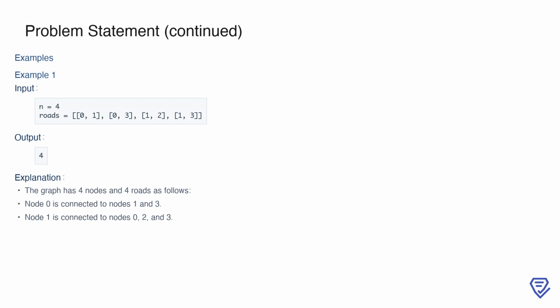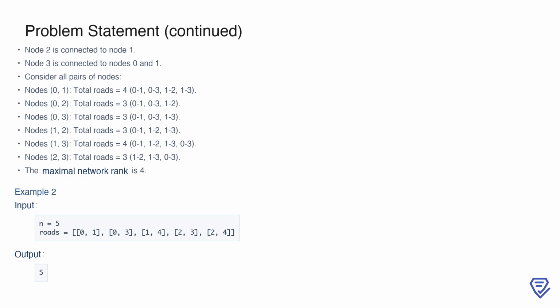In the first example, we have n equals 4 nodes and the following roads: [0,1], [0,3], [1,2], [1,3]. This means there are 4 nodes labeled from 0 to 3, and these nodes are connected by 4 roads. For instance, node 0 is connected to nodes 1 and 3, and node 1 is connected to nodes 0, 2, and 3. By examining the connections, we can determine the network rank between different pairs of nodes. Continuing with the example, node 2 is connected to node 1, and node 3 is connected to nodes 0 and 1. Now, we calculate the network rank for all possible pairs of nodes.